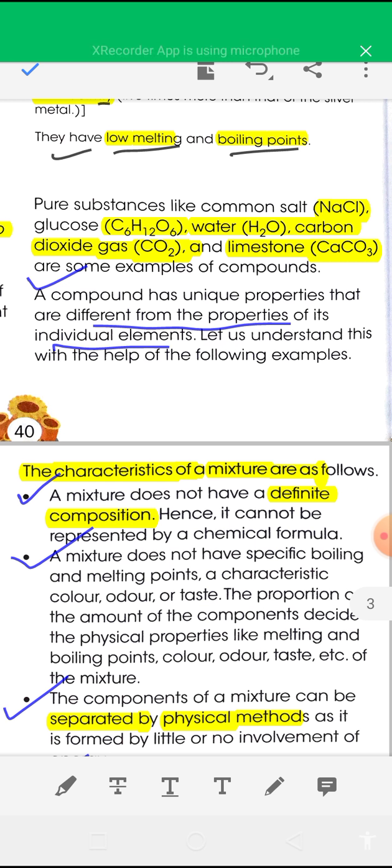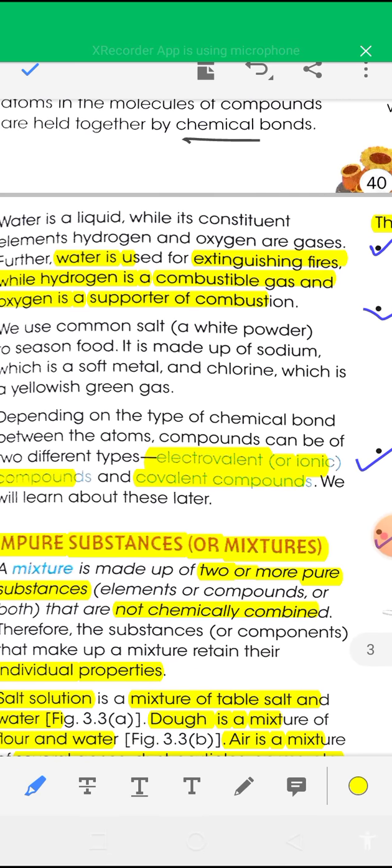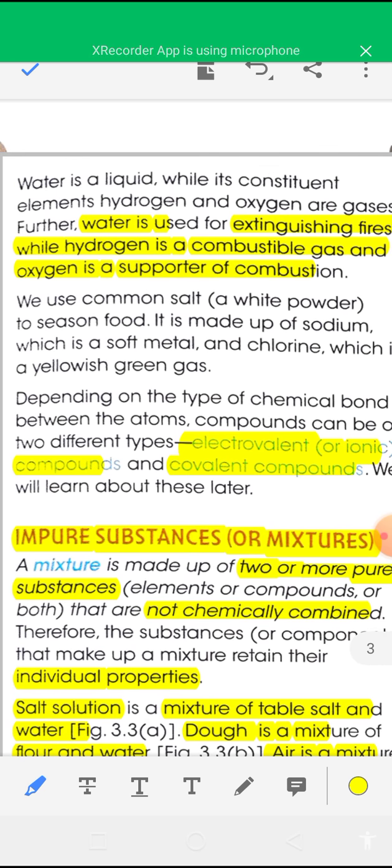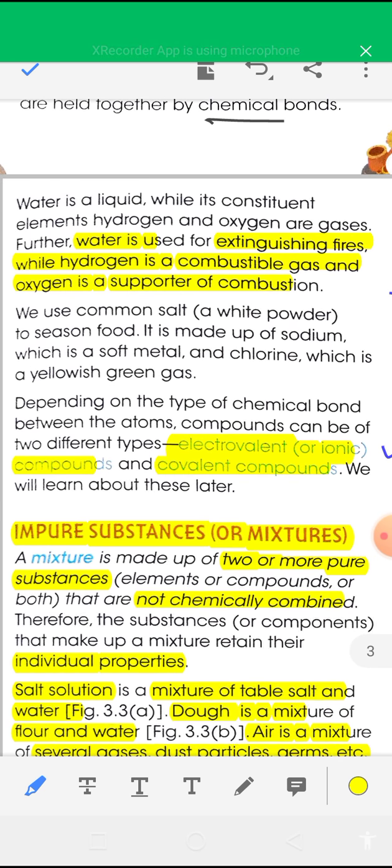A compound has unique properties that are different from the properties of its individual elements. For example, water is formed by the combination of hydrogen and oxygen, and the properties of water are different from those of its constituent elements. Water is used for extinguishing fire, while hydrogen is a combustible gas and oxygen is a supporter of combustion. So the properties of water are different from its constituent elements.